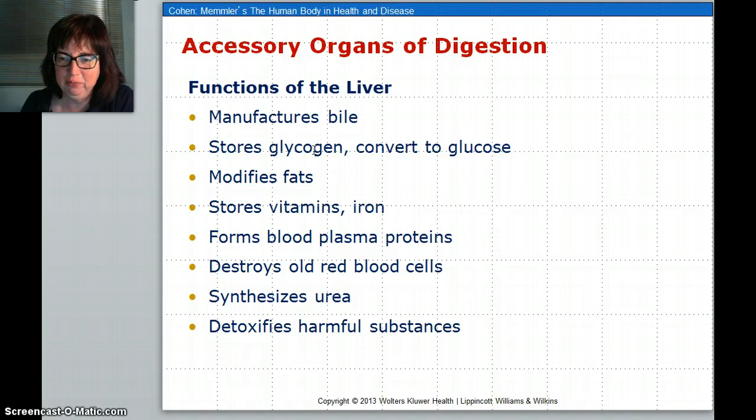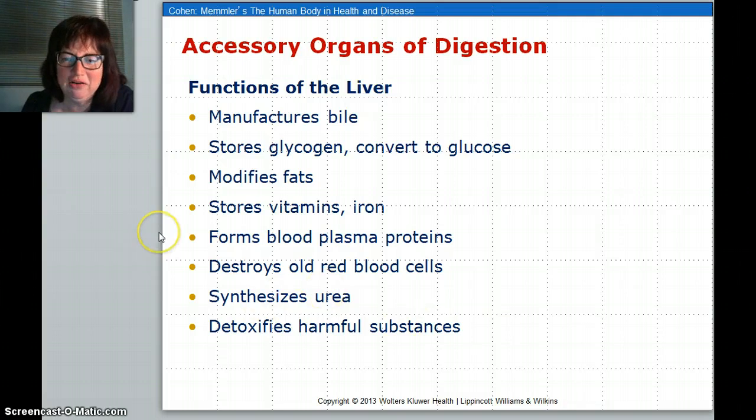When your glucose level is low in your blood, your glycogen will then be broken down by glucagon. The liver helps modify fats. It stores vitamins. It stores iron. It forms blood proteins. It destroys red blood cells. It synthesizes urea, which is a waste product we'll talk about in the urinary system. But it also detoxifies harmful substances.